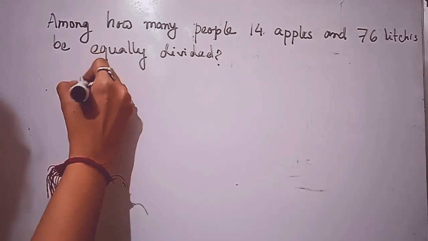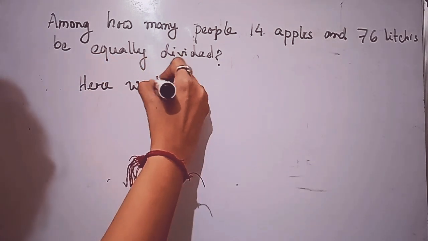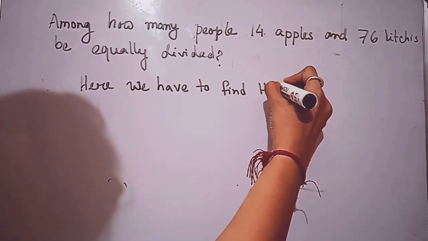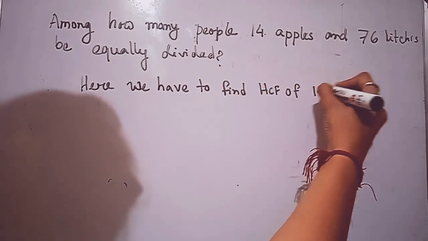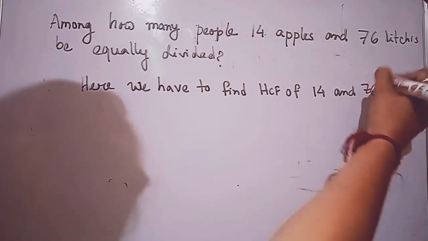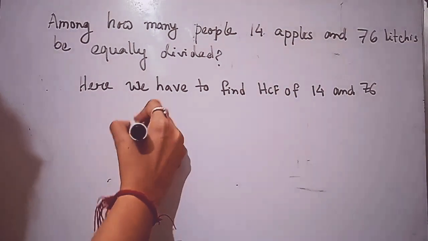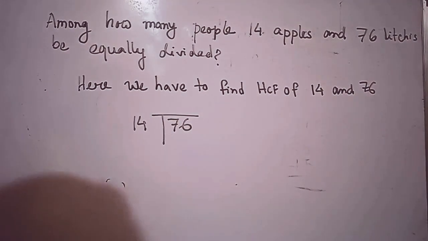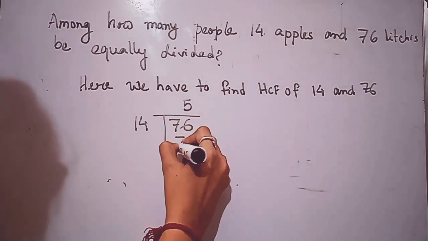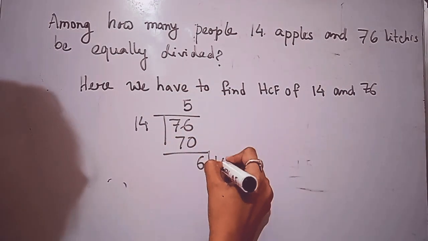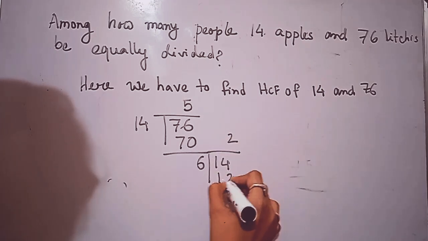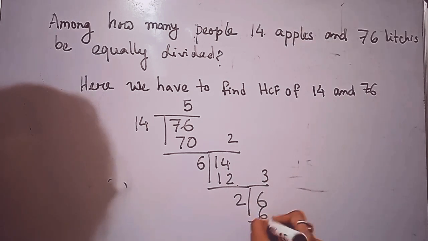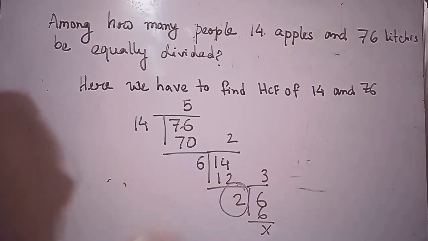So here we have to find the HCF of 14 and 76. We will not write apples and lychees here. So 14 and 76, we are using the division method. We know 14 fives are 70. Sorry, 2 threes are 6. So my answer is 2.